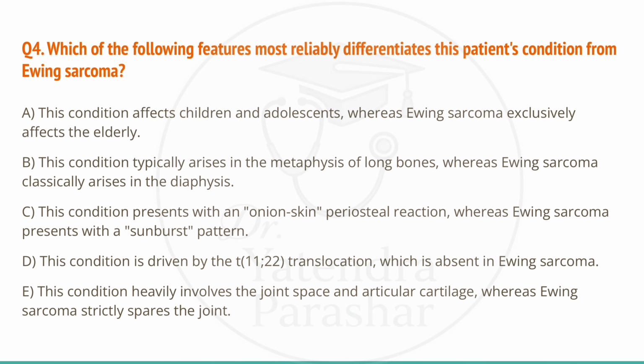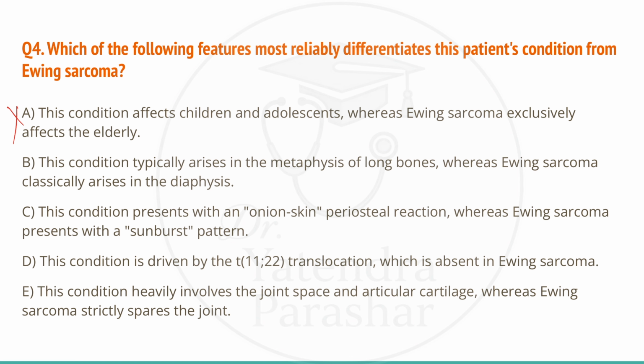Question number 4. Which of the following features most reliably differentiates this patient's condition from Ewing sarcoma? Let's see each option one by one. Option A. This condition affects children and adolescents, whereas Ewing sarcoma exclusively affects the elderly. No, Ewing sarcoma is also a malignancy of children and adolescents. So this option is not correct.